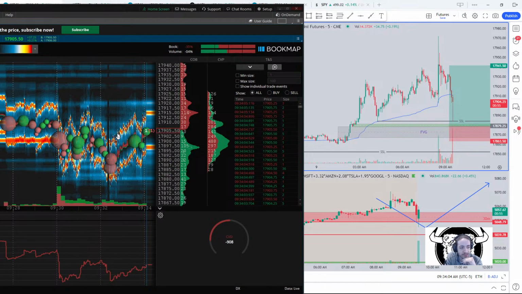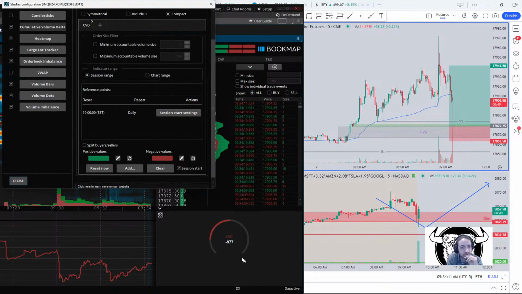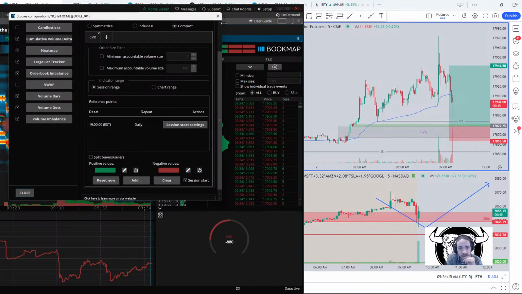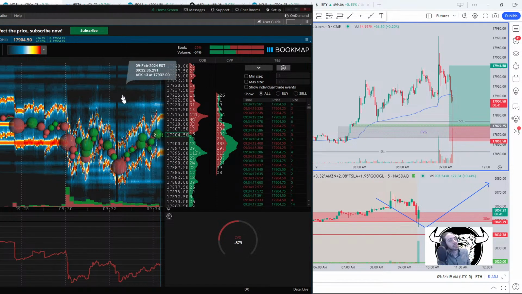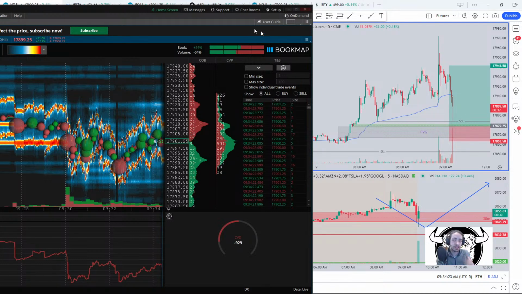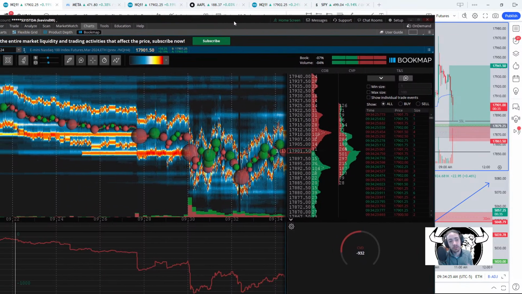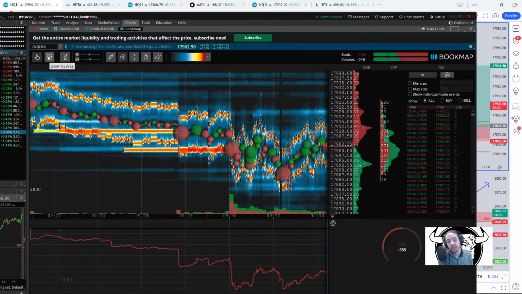CVD in the red right now. Could always change how you look at things. Bookmap is really useful. Anybody who has TOS in here, Thinkorswim, call their help desk. Tell them you want to set up the Bookmap trial. They'll link the quote-unquote trial to your account. But again, that trial does not expire.